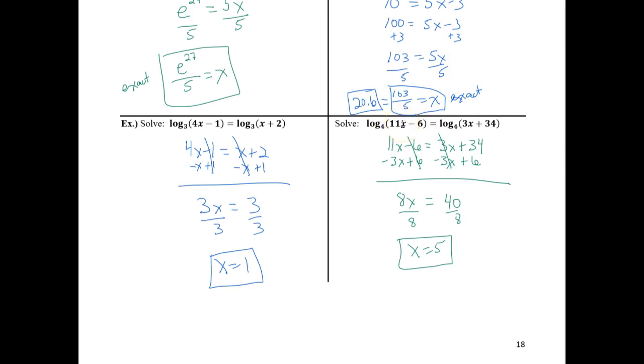I'm going to plug it back in and check. 11 times 5 would be 55. And 55 minus 6 would be 49. So on the left-hand side, I would have log base 4 of 49. On the right-hand side, I'd plug in 5 here for x. 3 times 5 is 15. And 15 plus 34 would be 49 also. So log base 4 of 49 will equal log base 4 of 49. It checks out. So x must be 5.